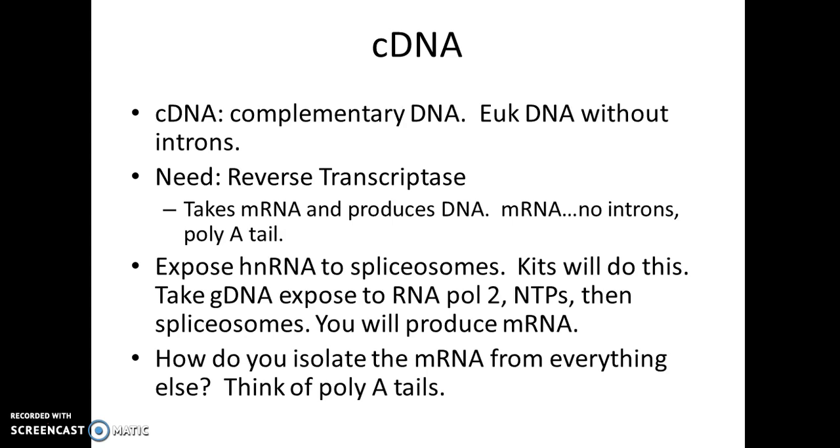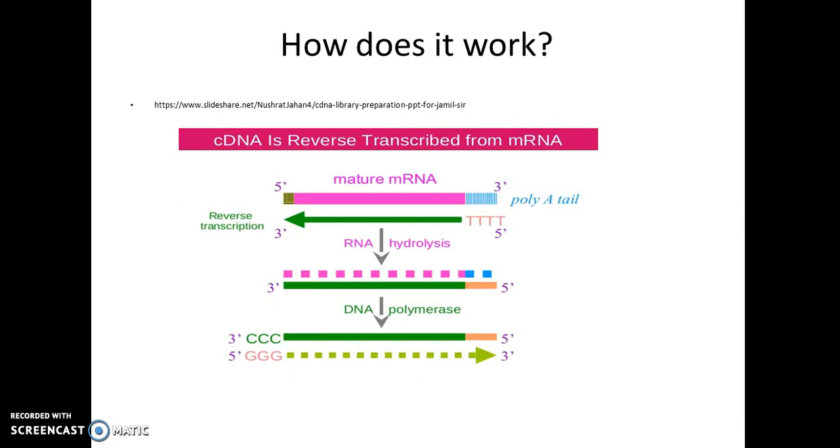So you would expose hnRNA to spliceosomes, and they sell kits to do this. You take the gDNA, you expose it to RNA polymerase II, the nucleotides, and spliceosomes, and you will eventually produce mRNA. Now, how do you isolate the mRNA from everything else? Well, you need to think of the poly A tail. You take DNA, and you produce mRNA, and then you're going to produce DNA again.